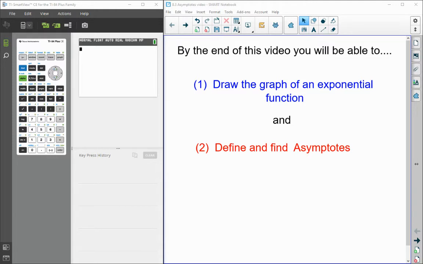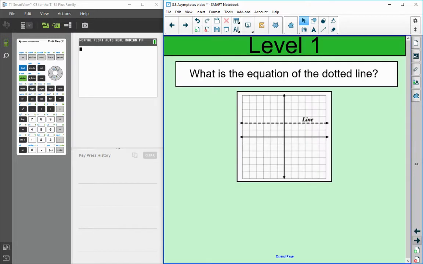If you are at home and you do not have access to the calculator, what I want you to type in your computer is Desmos, and that will pull up a graphing calculator that you can use. Okay, so first, let's look at this. Reviewing something we've done before.